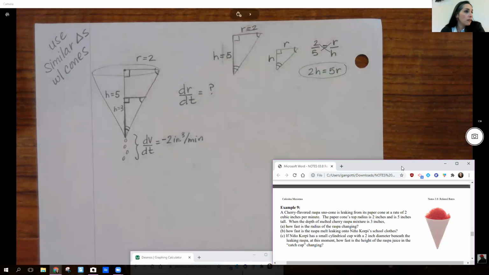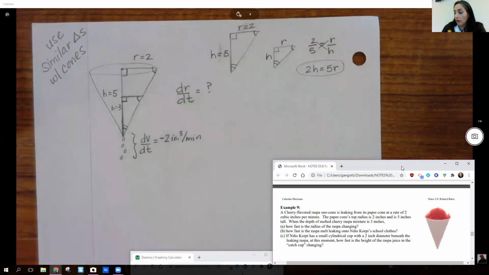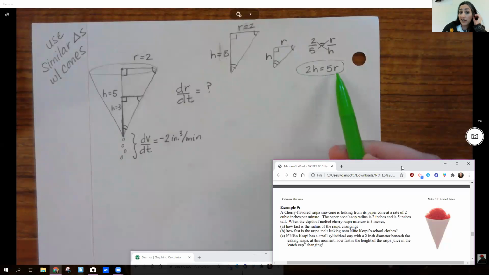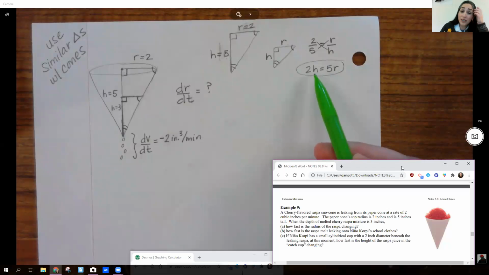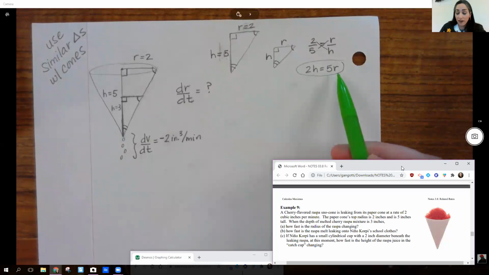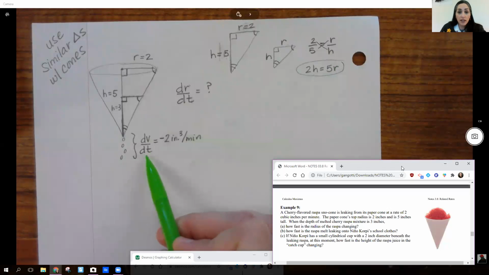Okay, so that was nice, but we still got to figure out dr dt. Now, over here, you're like, well, there's an R right there. We could take the derivative of this, right? But look what happens when we take the derivative to this side. You would have a dH dt. I don't know what dH dt is. I don't have enough information. So I can't just take the derivative of this little equation over here. That's not going to work. So that's where our volume is going to help us out.